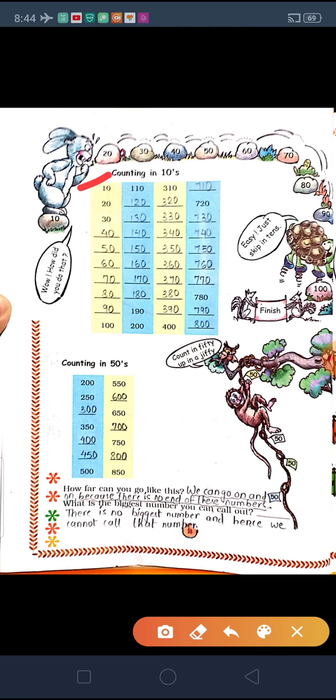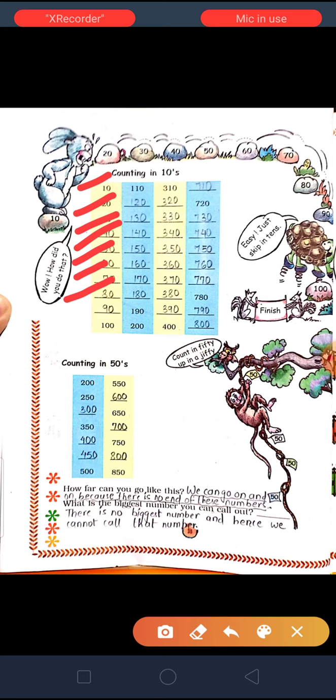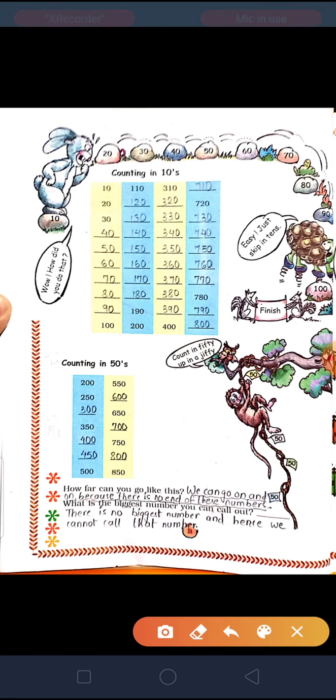Now here it is 10. If you do 10 plus 10, you will get 20. 20 plus 10, 30. 30 plus 10, 40. 40 plus 10, 50. 50 plus 10, 60. 60 plus 10, 70. 70 plus 10, 80. 80 plus 10, 90. And 90 plus 10 is 100. Afterwards it is given 110.